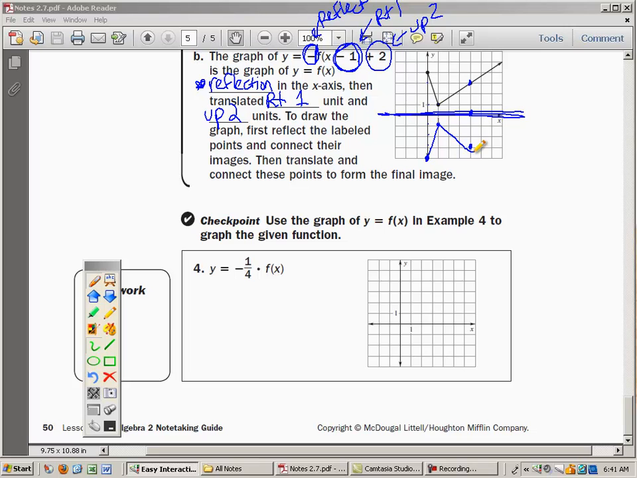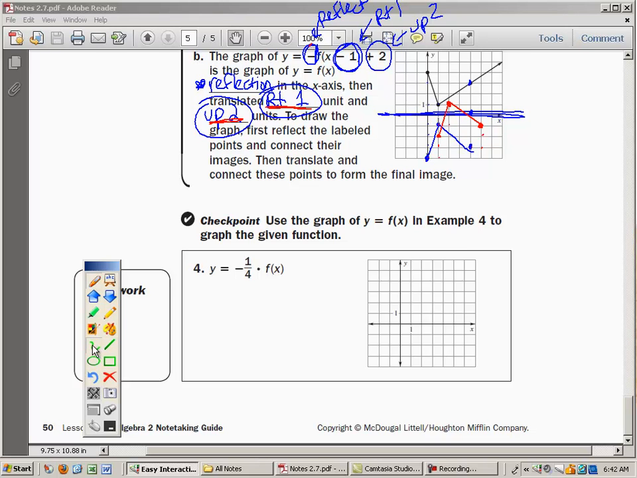Now take all of those points and move them right 1 and up 2. So I'm going to change colors here, and from here I'm going to go right 1 and up 2. Right 1 and up 2. Right 1 and up 2. And now I'll use my line tool and connect those dots. And you can see that we have the exact same graph, but we've reflected it across the x-axis because of the negative here.